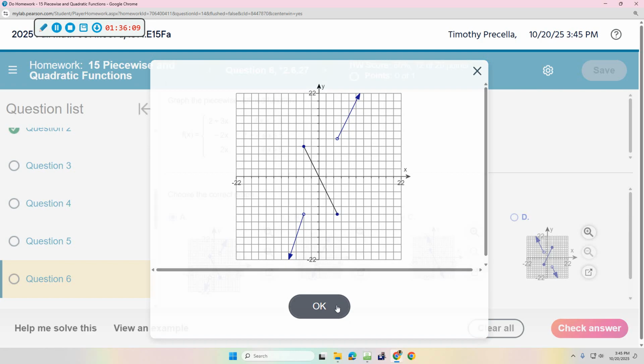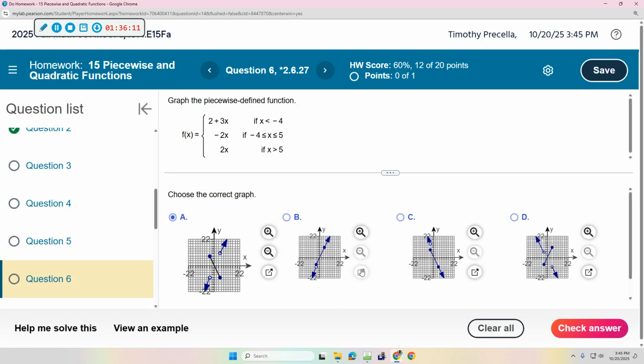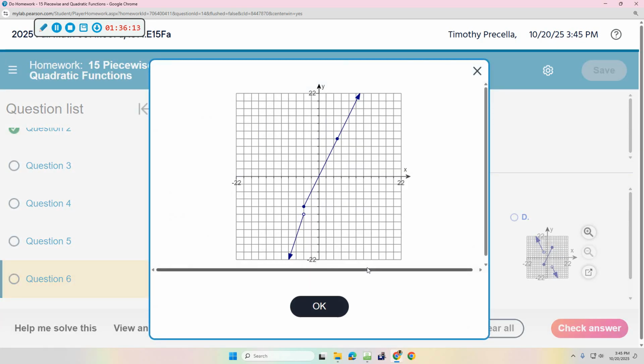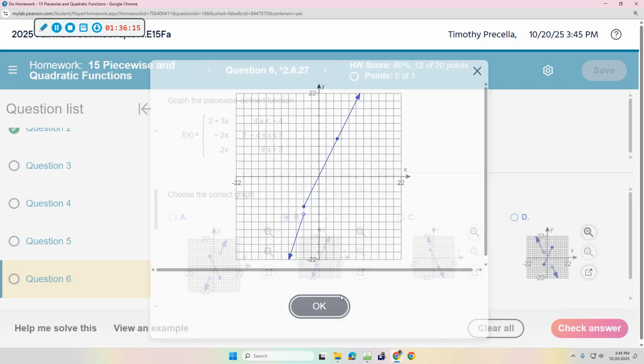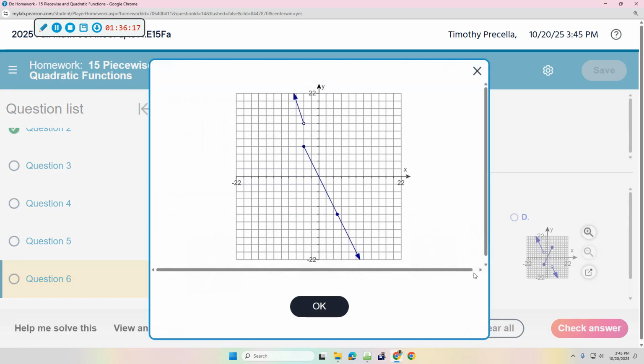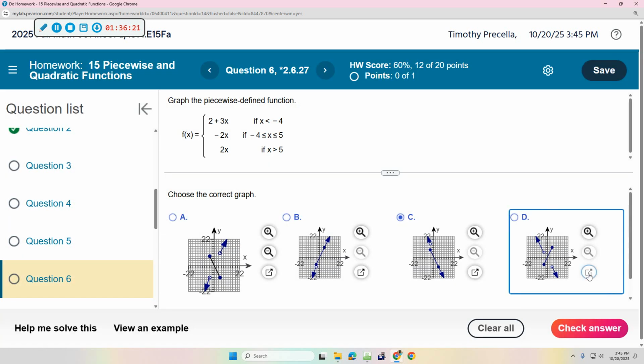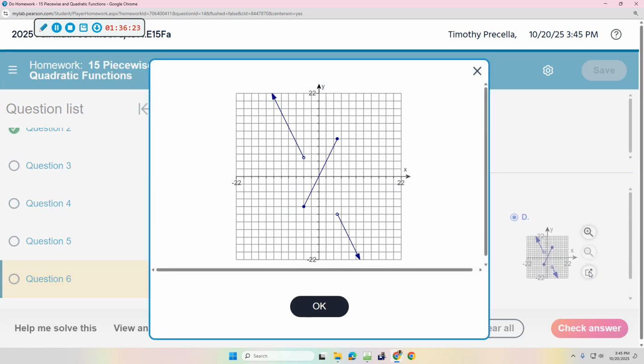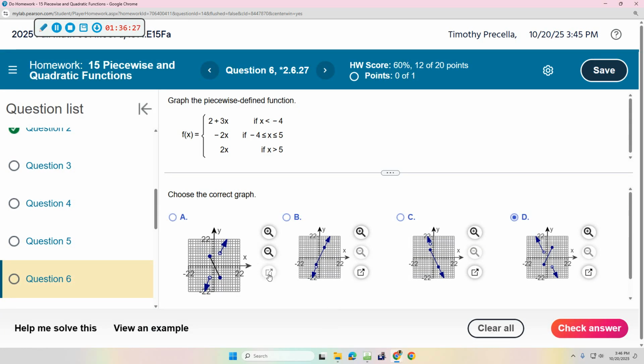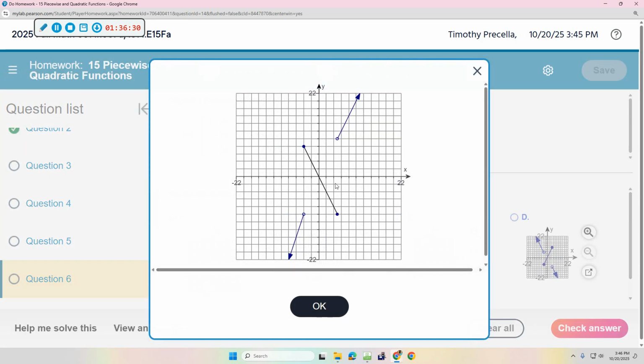I'm thinking that's it, but let's discard the others. Clearly not that one. What about the third one? Clearly not that one. I don't even think that comes close. The only one that comes close is response A. And notice the way they're showing those closed dots at the beginning and end of that line segment.